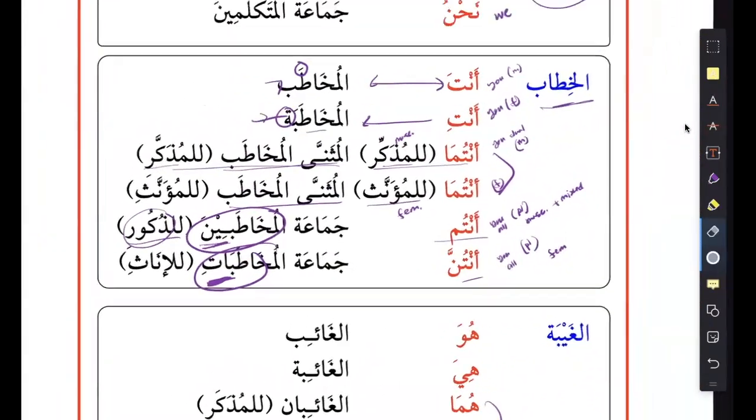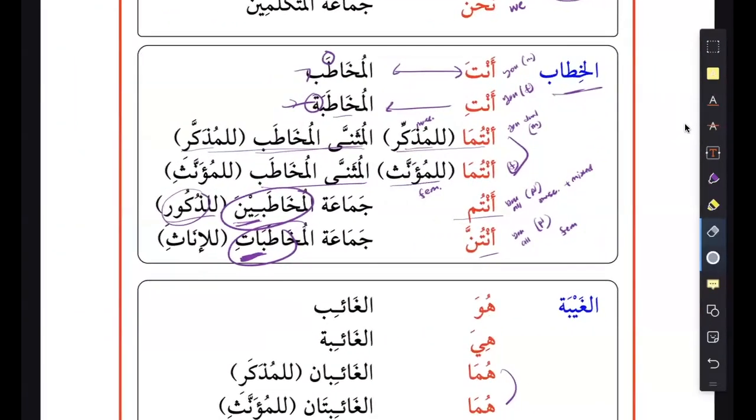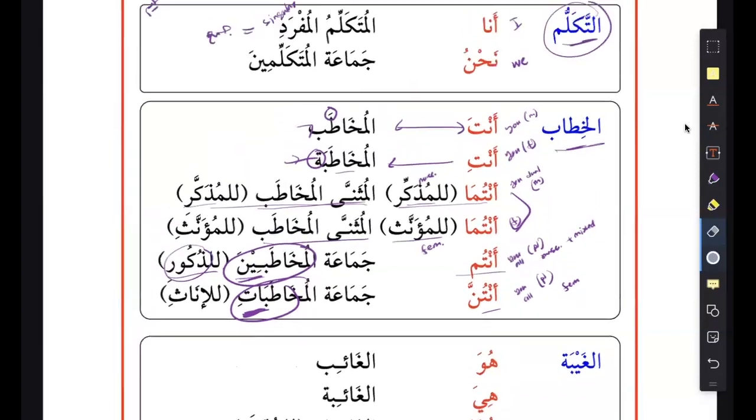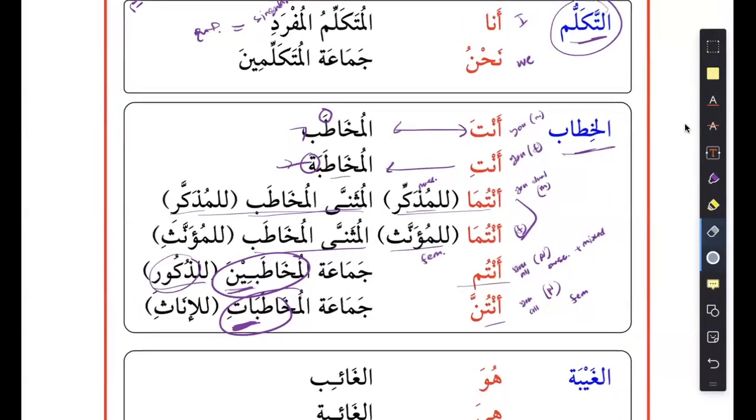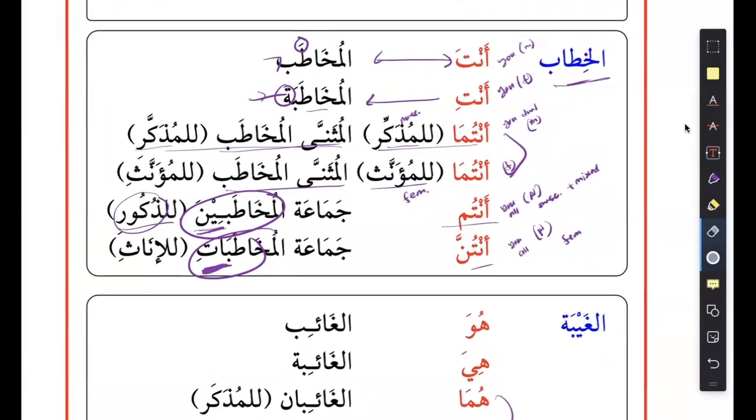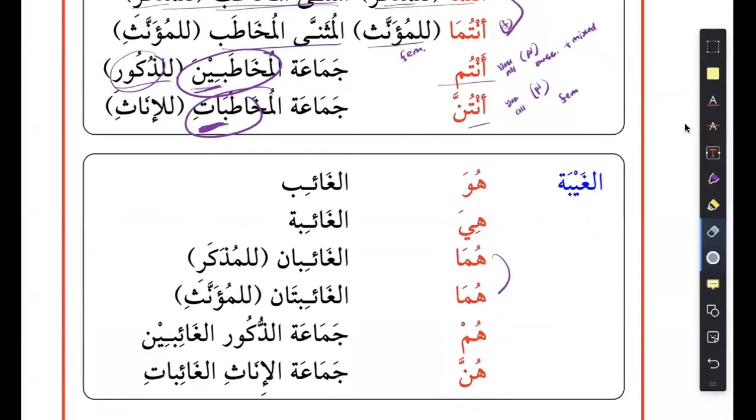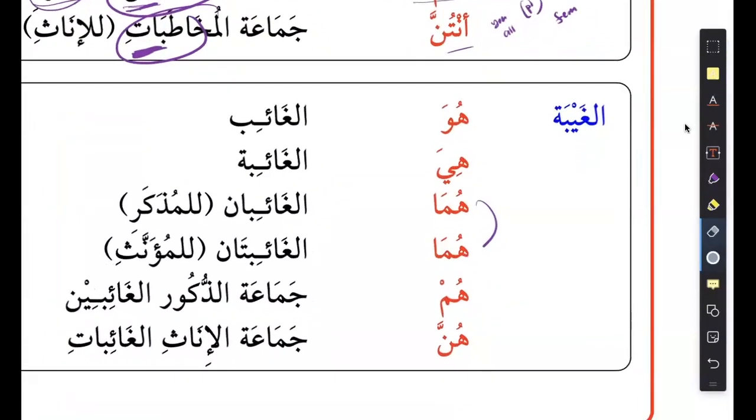So again, I'm mentioning to you that right now it's not super important that you memorize these things, but it is extremely good that you get familiar with these words, especially takallum, khitab, mukhatab, muannath, mudhakkar, dhukur, inas. So you should know these meanings and get used to them. And the last group we have is al-ghaiba, which is the third person.